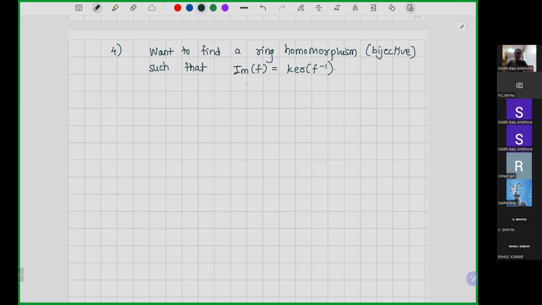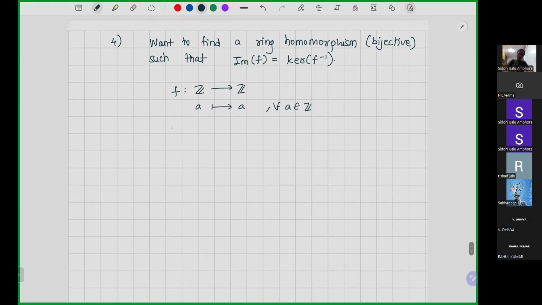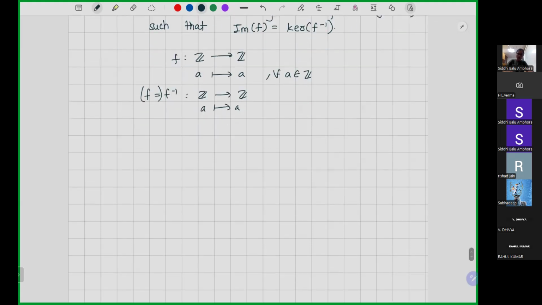But image F is equal to the entire ring, since it is bijective. And kernel of F inverse: since F is bijective, F inverse must also be a bijective map. This is completely wrong, but still let me give this ring homomorphism F from Z to Z, the identity, A going to A for all A in Z. And what is F inverse? F inverse is Z to Z again. It is actually F, if you check. It is again A going to A.